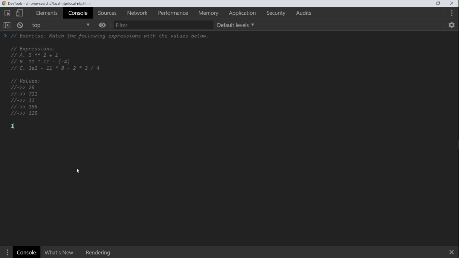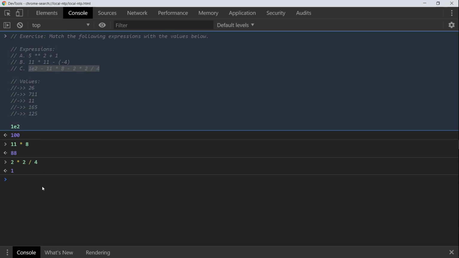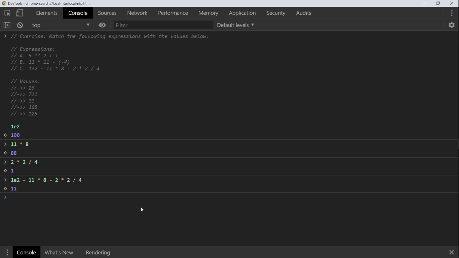The C expression is going to be a bit harder because you have this 1e2. We know that it's 10 to the power of 2, which is 100. Then we have minus 11 times 8. 11 times 8 is 88. So we have 100 minus 88 so far. Be aware that multiplication and division bind stronger than the addition and subtraction. So this is why we have 12 so far, 100 minus 88. And then we need to compute another expression, which is 2 times 2 over 4. 2 times 2 is 4. 4 over 4 is 1. So we have 1 in the third part. Then we have 100 minus 88 minus 1, which is 11.